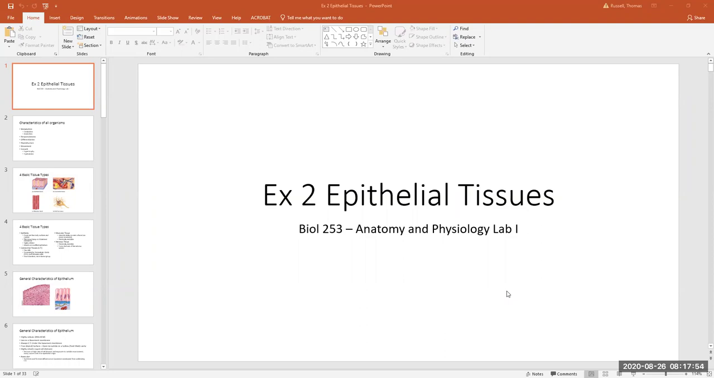But on the practical, you're going to have to be able to know three basic things about really all the tissues next week with the connective tissues. Number one, you're going to have to be able to identify them. So you take the practical, a picture of, I don't know, keratinized stratified squamous pops up. You have to be able to identify it. But you also may be required to answer just a couple of basic questions concerning a function of the tissue or a location of the tissue.